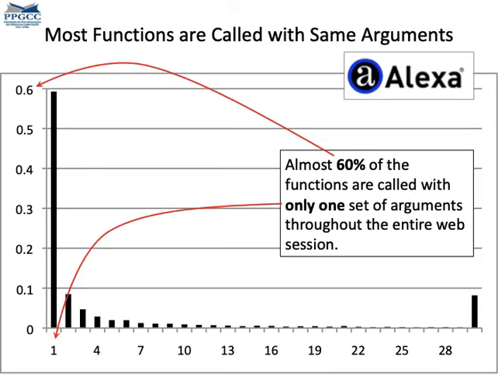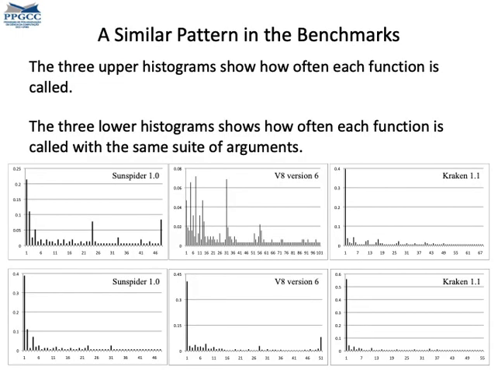And if we look into the values of the arguments of these functions, then the difference is even higher. About 60% of all the functions are called always with the same values in the arguments. That includes, of course, the functions that are called only once. That's true for JavaScript programs in actual web pages, but it's also true for benchmarks. Here we see three different benchmark suites.